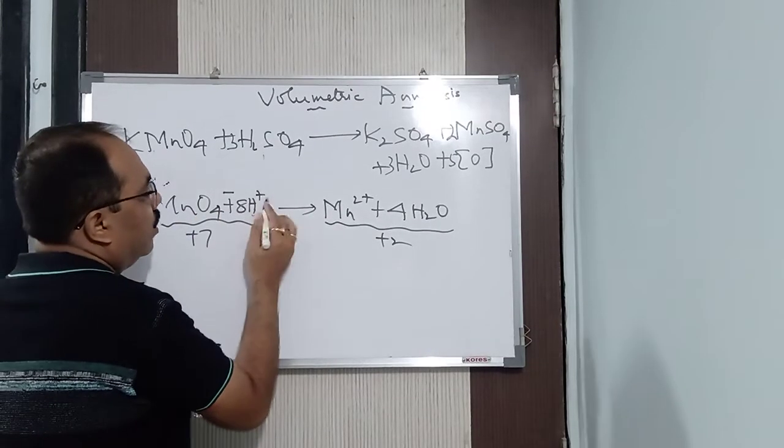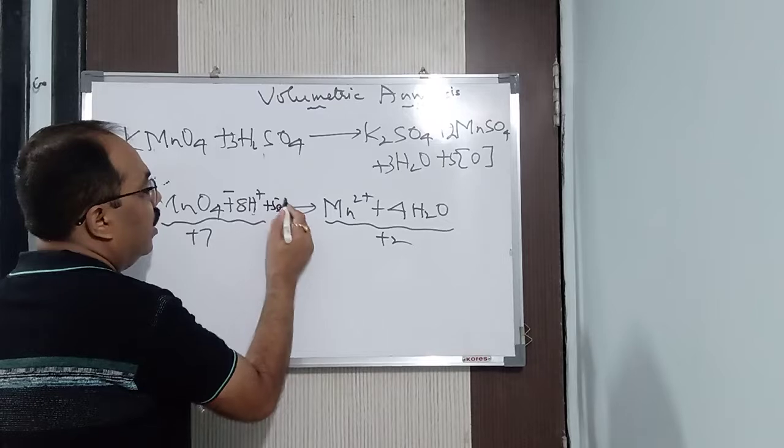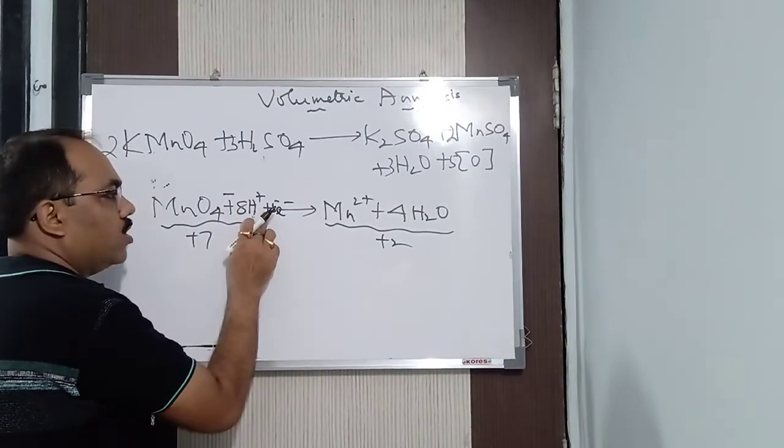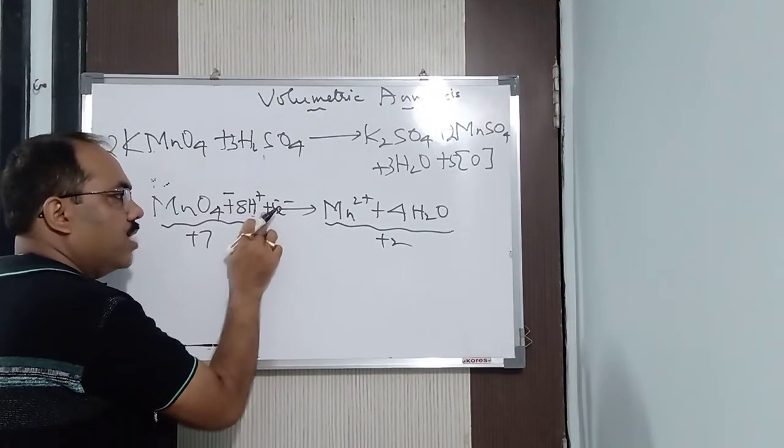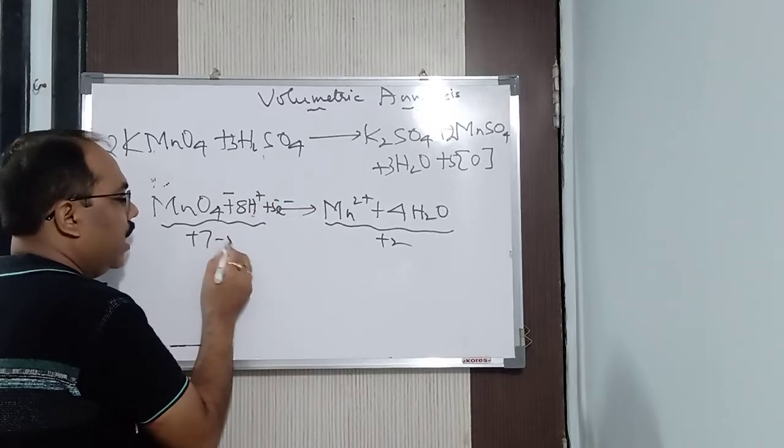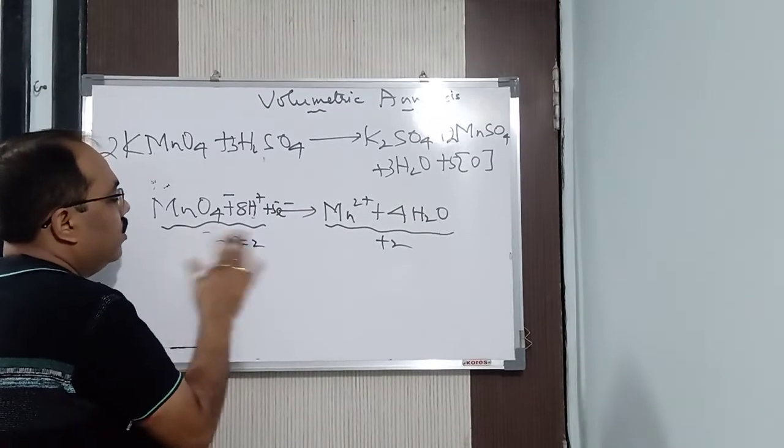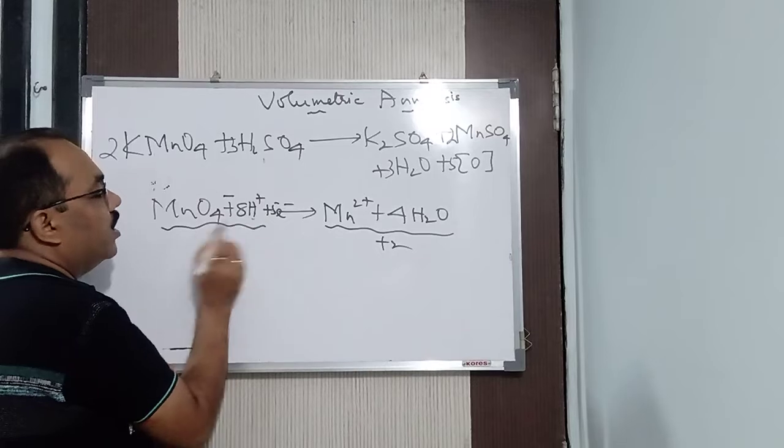So what will I do here? Plus 5e minus, because plus into minus is minus. So 7 minus 5, how much do you get? That is nothing but 2. Is it clear? Once again you check whether we are correct or wrong.